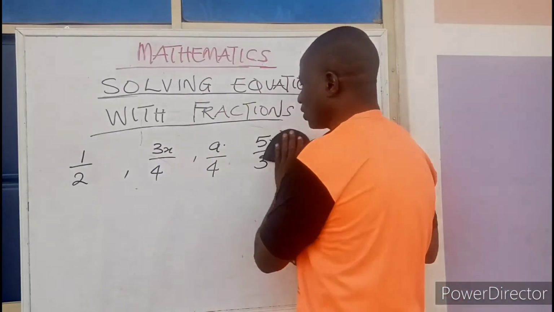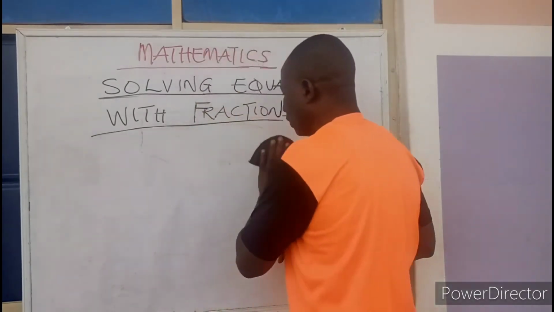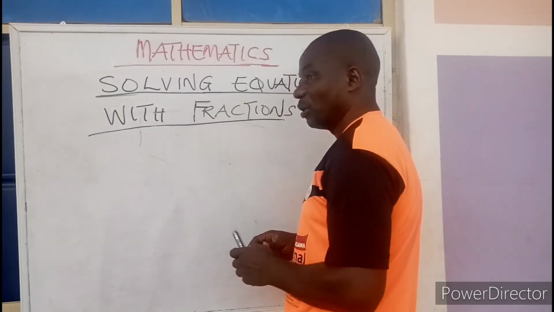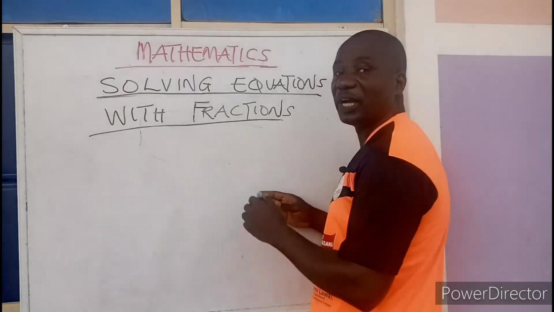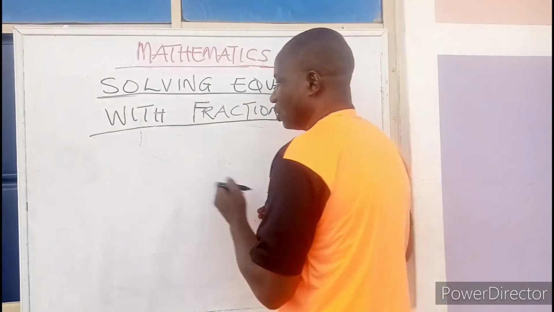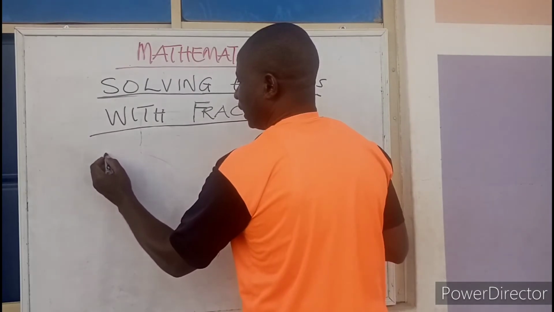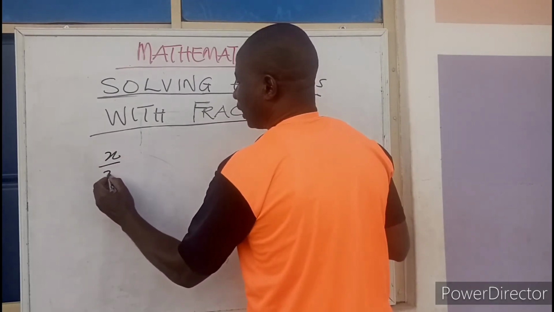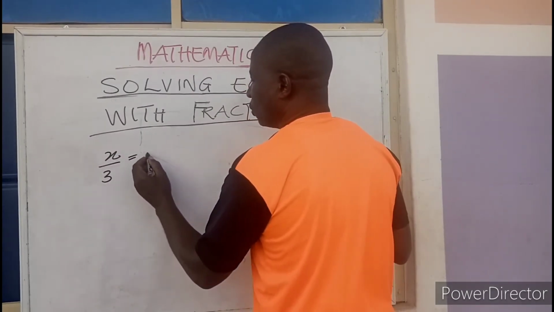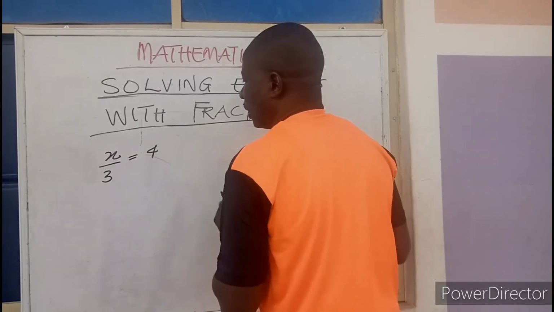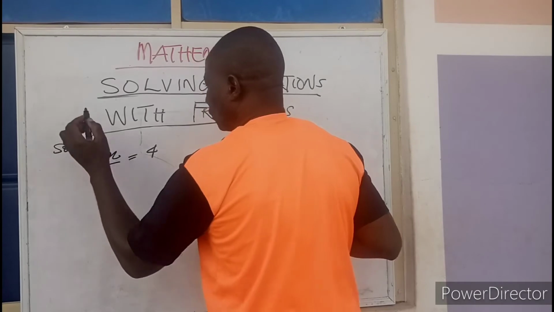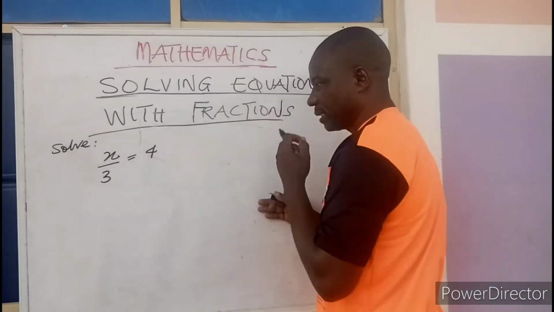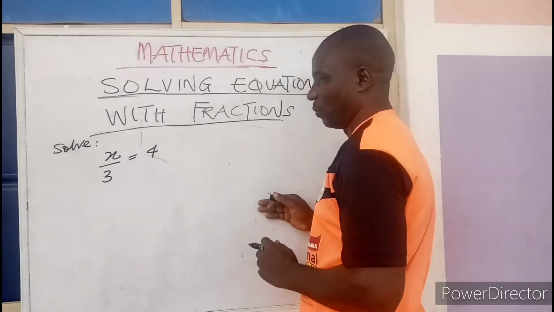Now we want to solve equation. I told you, before you can call something an equation, it must have sign of equality. Good. Here we have x all over 3 is equal to 4. And you have to solve. That is, we have to solve this.